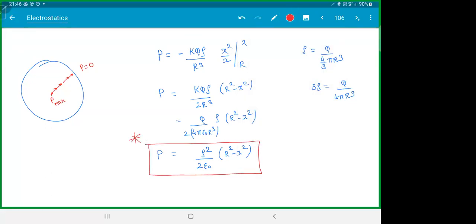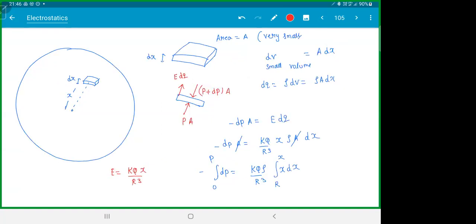At the center, put x is equal to 0. You'll get the pressure rho square r square by 2 epsilon. It's a good result, right? Have a look at the steps, what we did. Everyone is getting this? Got the logic of what we did, right?